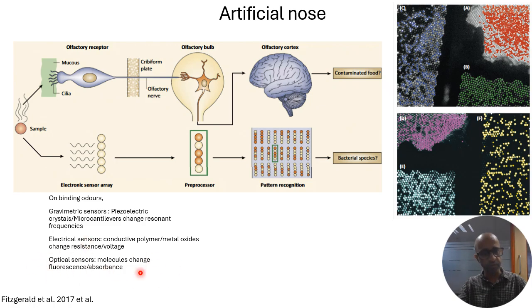They can change fluorescence or absorbance. You can also have electrical signals that can change resistance or voltage. And you can have this by using conductive polymers or metal oxides that change their conductance or resistance or voltage that they produce when they bind different odor molecules. You can also have gravimetric sensors, right? Piezoelectric crystals or microcantilevers that change their resonant frequencies in response to binding by odors.